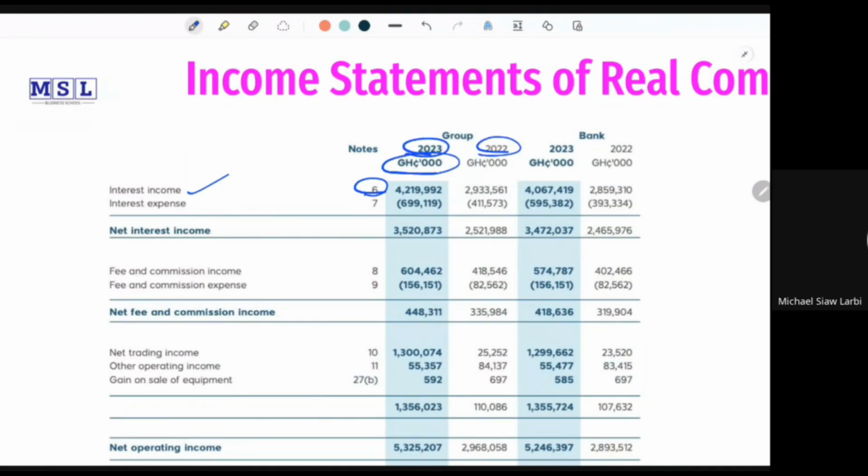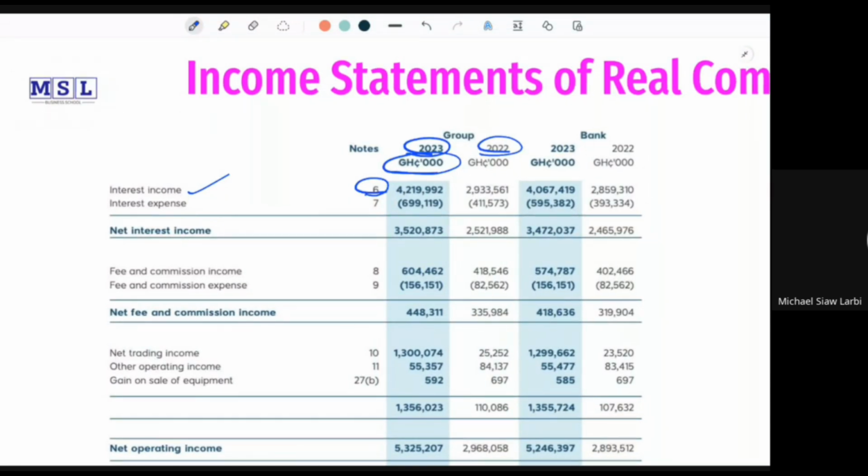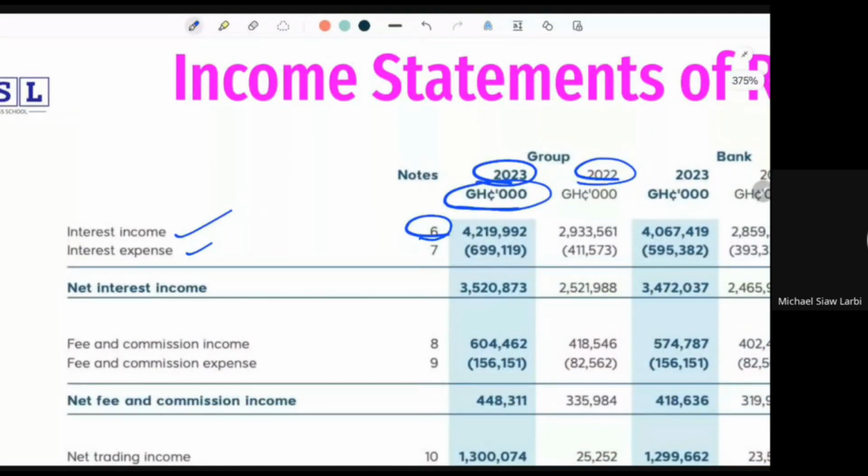What I've taught you stay with you for life. You see it every year, every financial statement, in every set of annual reports. Interest expense is what they pay you and I for keeping our money with them. You see how much money they are making? They are paying you just 699, but they're making 4.2. What? A lot of money. This is billions versus thousands, right? 4.2 billion cedis just from giving loans to other people. And they're paying you 699 million.